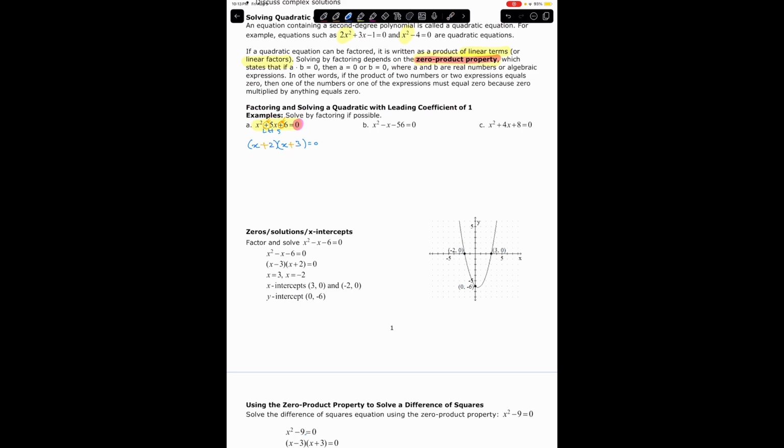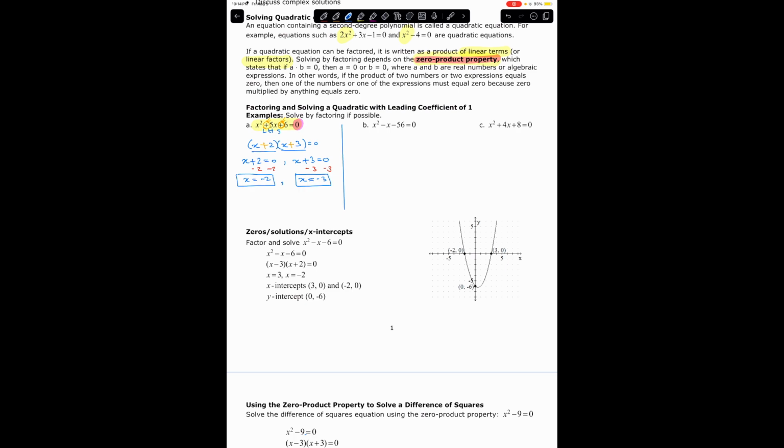Now we're going to use the zero product property. If two quantities are multiplied and their product is equal to 0, then either the first one is equal to 0 or the second one is equal to 0. So we make each factor equal to 0 and then solve. These are linear, so I can solve by subtracting 2 for the first one and I end up with x equals negative 2, which is one of the solutions. For the other, I subtract 3 and get x equals negative 3, the second solution. So our solutions are negative 2 and negative 3.